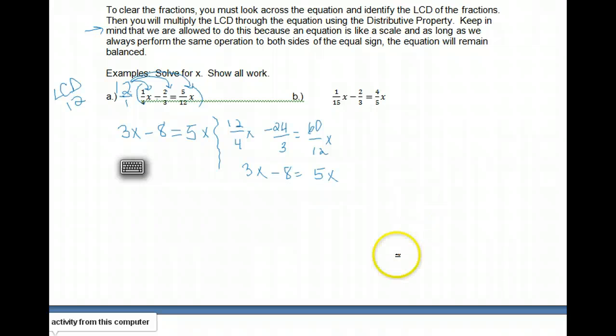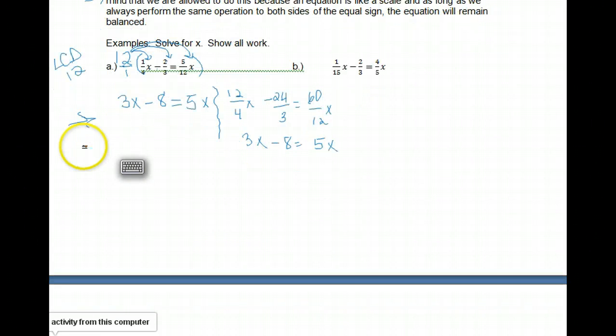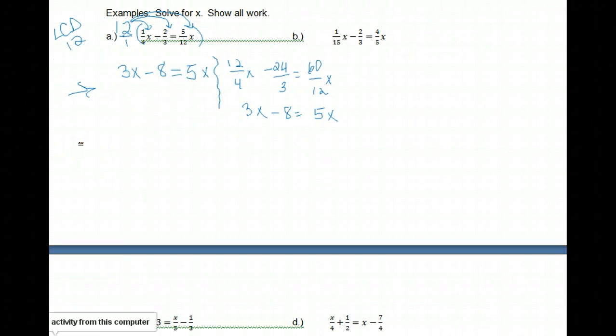Now you need to get your variables on the same side of the equation, and I'm going to go ahead and write on this side. Okay, I want to move my positive 3x over to the other side, so I will move it using subtraction. So I'm going to minus 3x on both sides, not 2x, because I want to cancel out that 3.